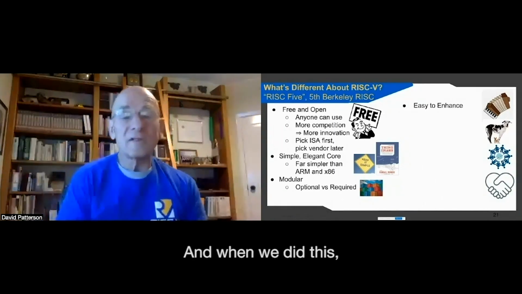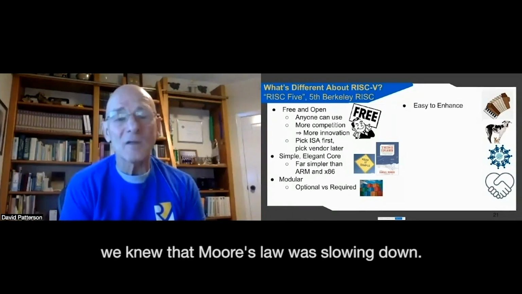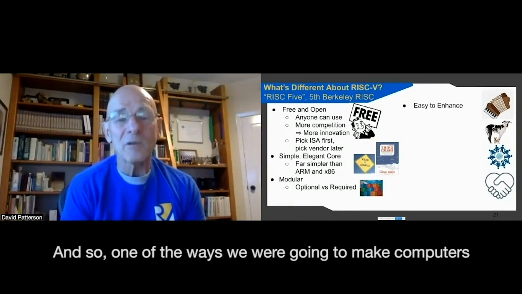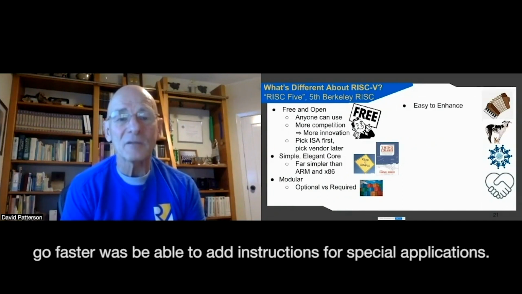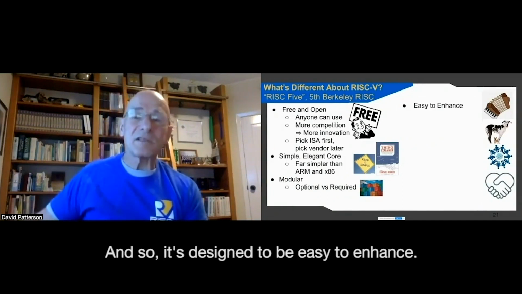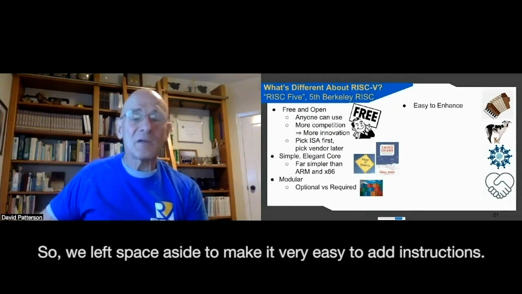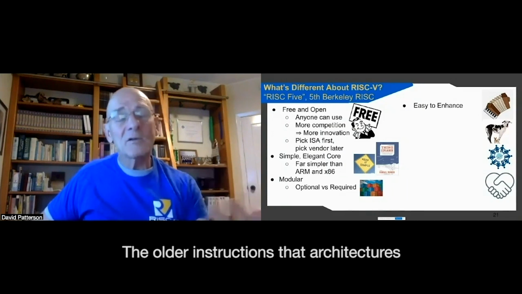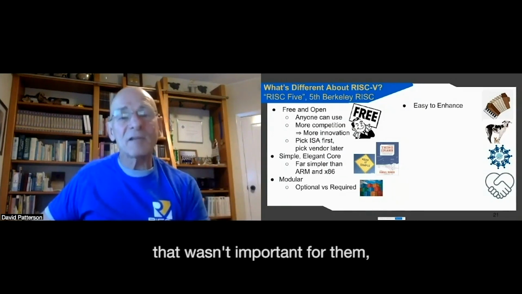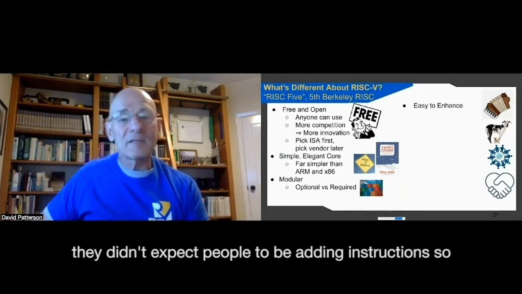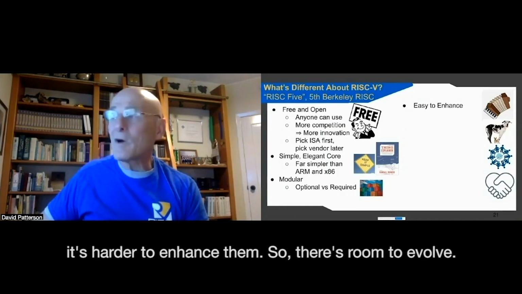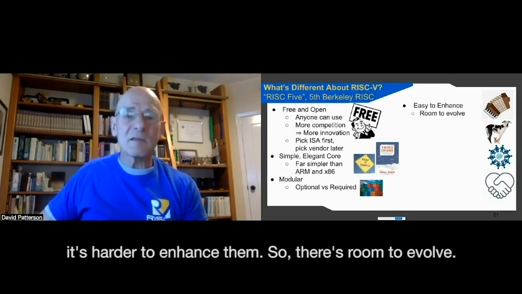And when we did this, we knew that Moore's law was slowing down. So one of the ways we were going to make computers go faster was to be able to add instructions for special applications. And so it's designed to be easy to enhance. We left space aside to make it very easy to add instructions. The older instruction set architectures, that wasn't important for them. They didn't expect people adding instructions, so it's harder to enhance them. So there's room to evolve.